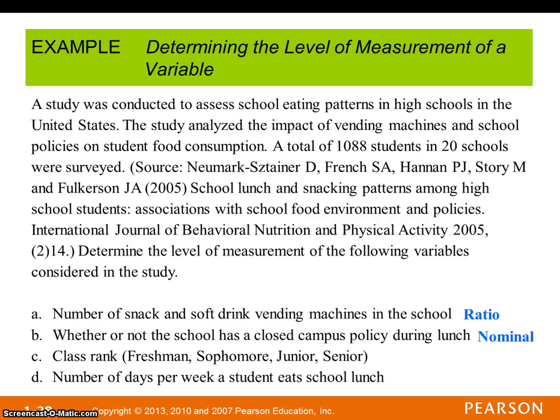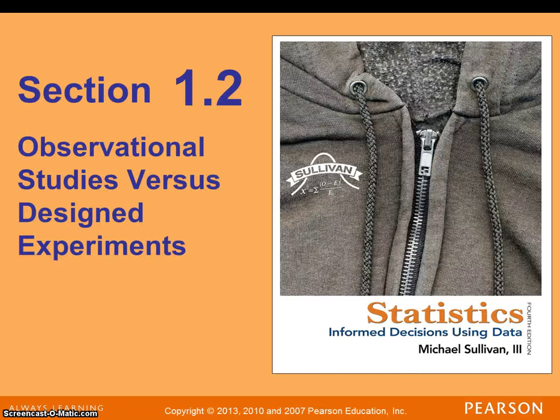Whether or not the school has a closed campus policy during lunch, so it's either open or closed. Class rank, like freshman, sophomore, junior, senior, right? Seniors are considered to be higher up on the totem pole than freshmen, so that would be an ordinal level of measurement. And the number of days per week a student eats lunch at school, that would be ratio.